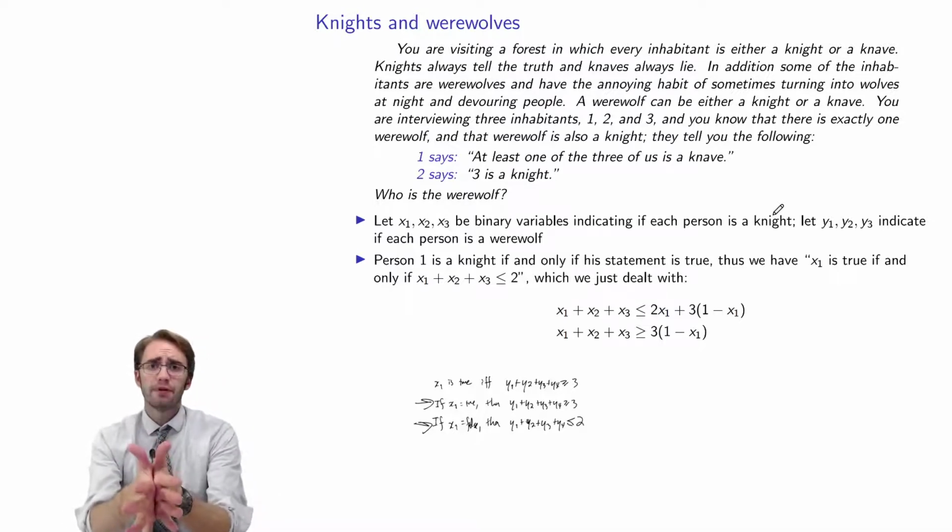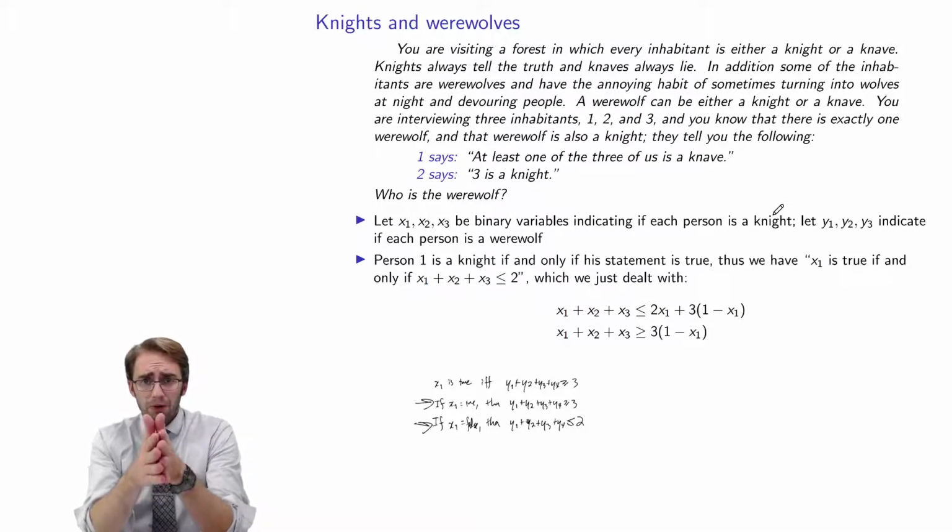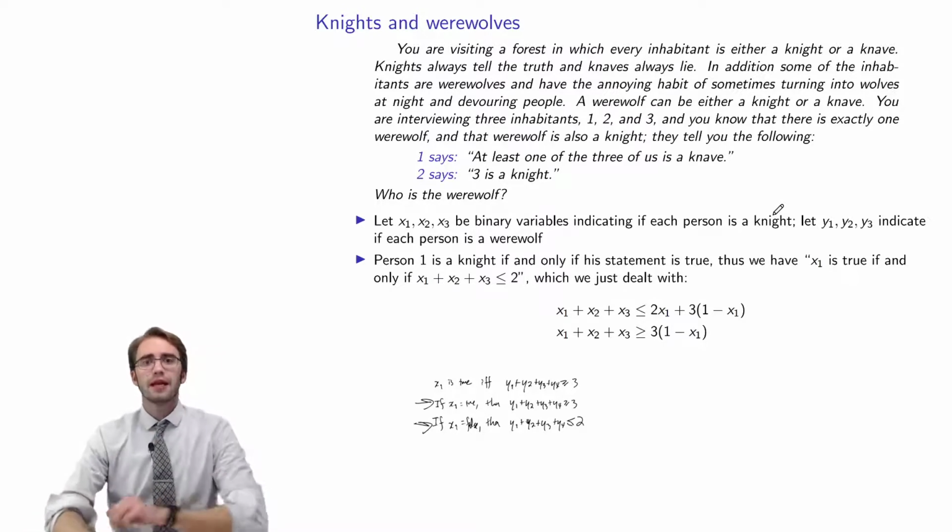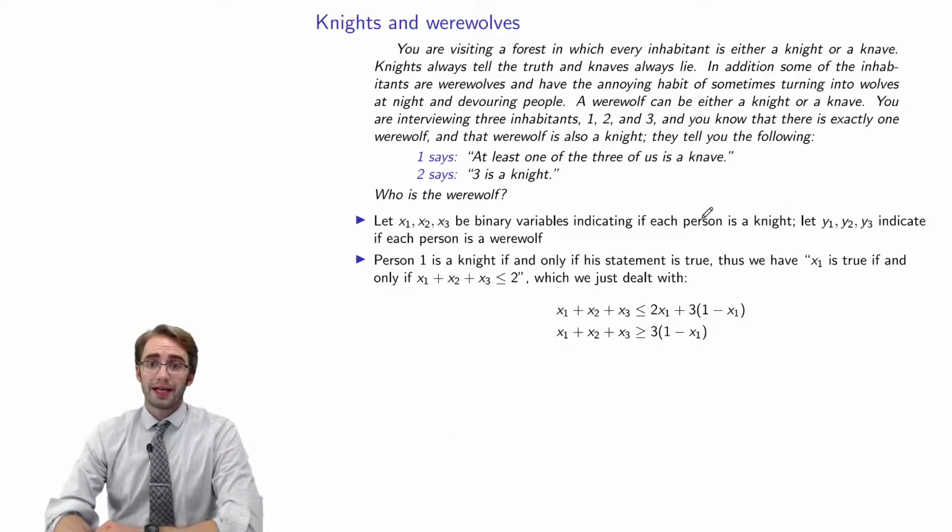In addition, some of the inhabitants are werewolves and have the annoying habit of sometimes turning into wolves at night and devouring people. A werewolf can be either a knight or a knave. So you're interviewing 3 inhabitants, 1, 2, and 3, and you know there is exactly 1 werewolf, and that werewolf is also a knight. And they tell you the following. Number 1 says at least 1 of the 3 of us is a knave. And number 2 says 3 is the knight. And based on those 2 statements, we need to figure out who the werewolf is.